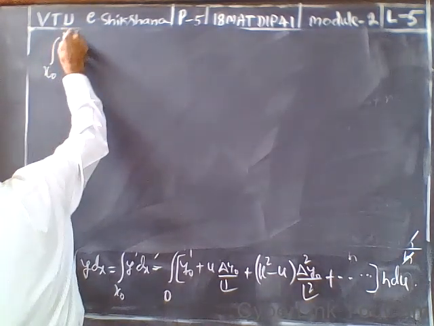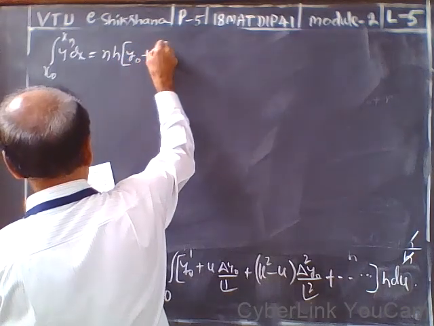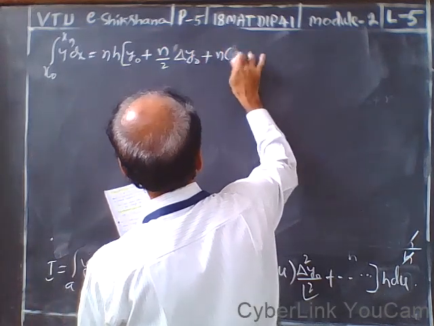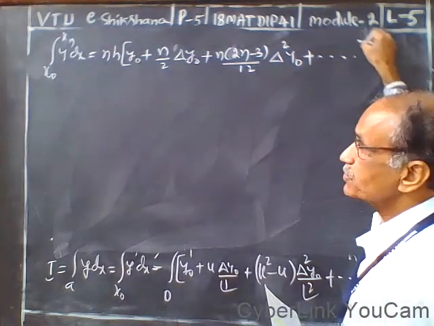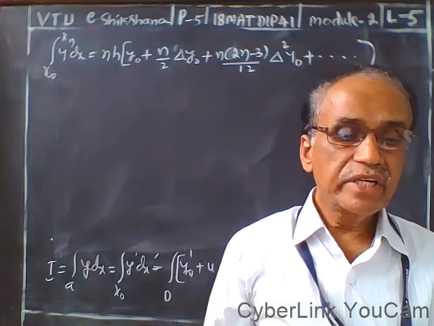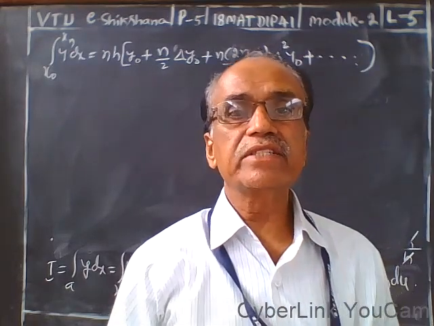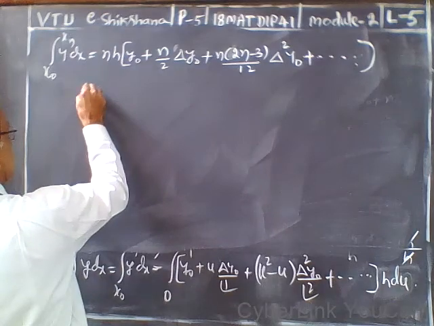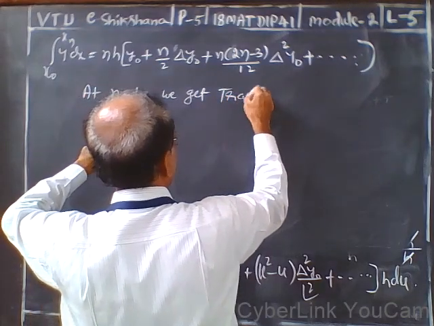The integral from x naught to xn of y dx is equal to n into h multiplied by y naught plus n by 2 delta y naught, and n into 2n minus 3 divided by 12 delta 2 y naught, and plus so on. So this is the final form after the integration and then substituting the limits. In this, if we put n equal to 1 we get the trapezoidal rule, and n equal to 2 we get Simpson's 1/3 rule and all that. How many varieties of formulas you are getting? At n equal to 1 we get the trapezoidal rule.